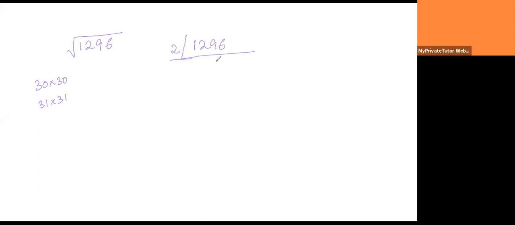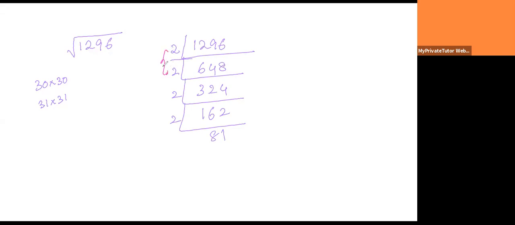Okay, so it is divisible by 2. Dividing gives 648, then 324, then 162. Then again we can divide by 2. Try with 2 again. So what's the number? 81. I think everyone knows that for square roots, we need pairs of factors.